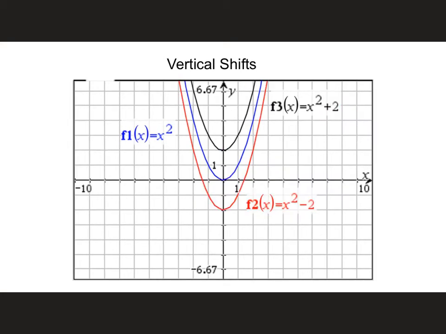So putting it all together, if we have a plus 2, not in parentheses, that's going to move our graph up, however many the number is. And if we have a minus 2, we will move the graph down however many the number is after that minus sign.